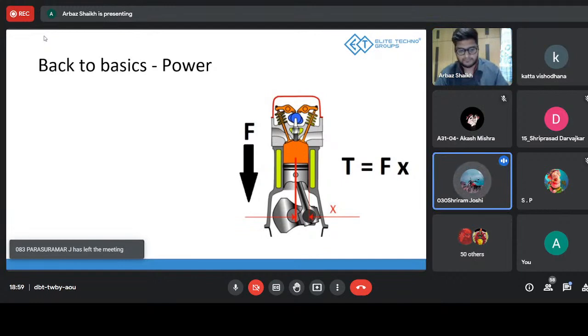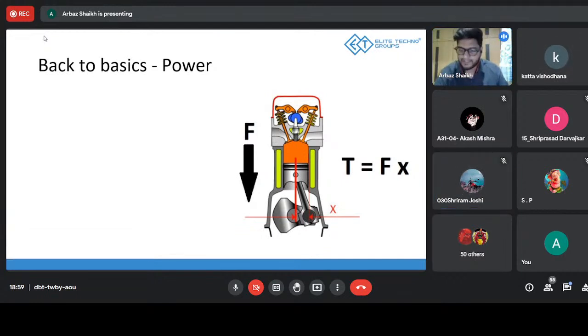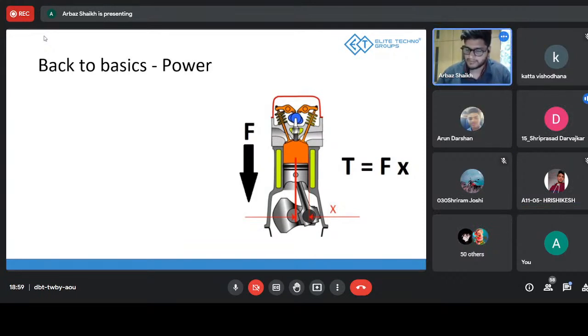Yes, sir. Revolution per minute, right? What does it mean? If I say my engine idles at 1,500 RPM, what does it mean? It's a revolution of piston per minute. Okay, revolution of piston per minute. Means the crankshaft is rotating. Okay, the crankshaft is rotating.